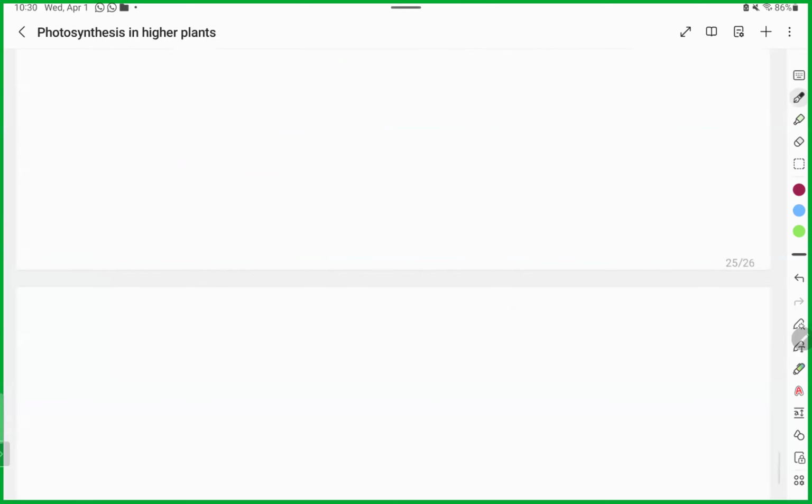So what is this antenna? Antenna is another name for the light harvesting complex. The role of the antenna is to absorb maximum light, because once maximum light is available, only then we can have efficient photosynthesis. Done, sir. Yeah.